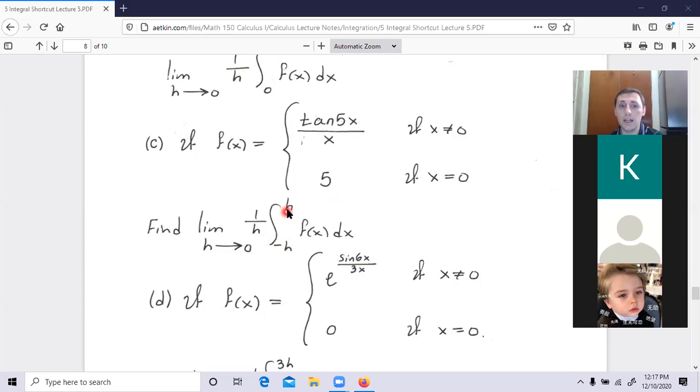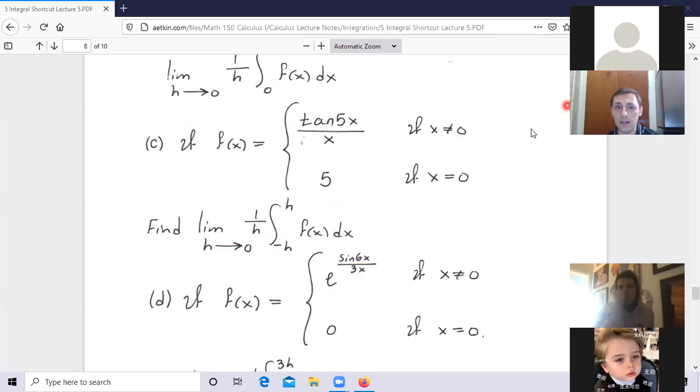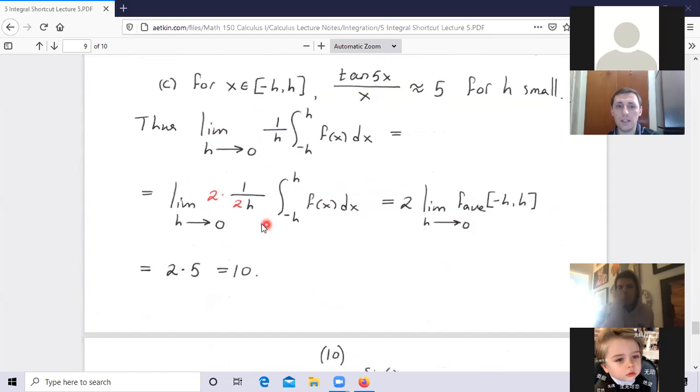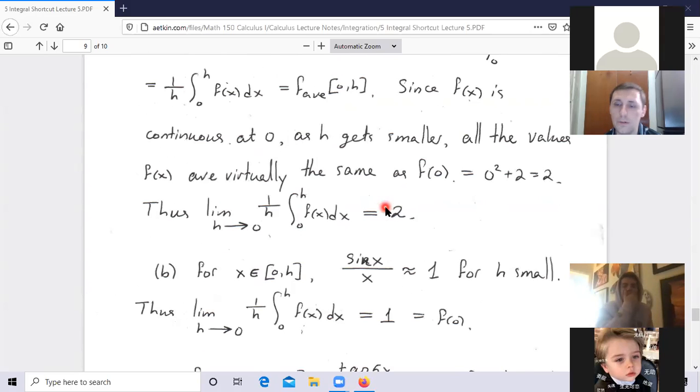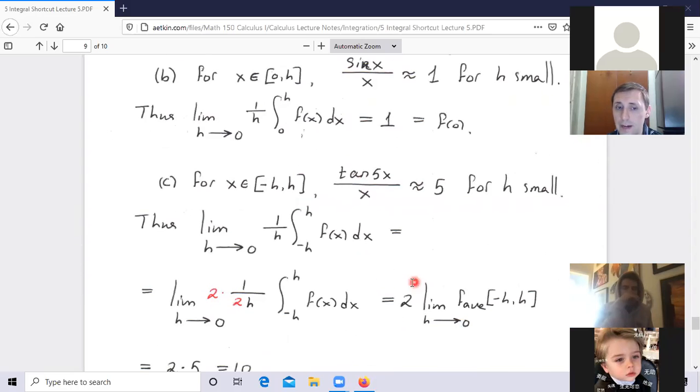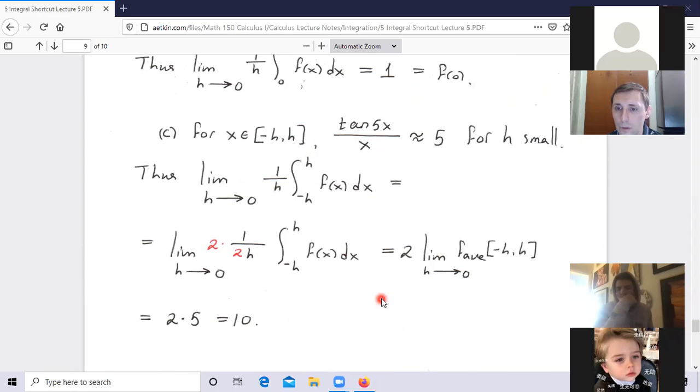Well, look at it. This would have been the average if I divided by the difference of those points. I should have divided by 2h, right? So you see that this requires a 2h on the bottom to be the average. And the average would have been 5. You agree? Because tangent of 5x over x, if x is very close to 0, the average is approximately 5. So it's 5 times 2 or 10. You follow? Good, right? It's 10.